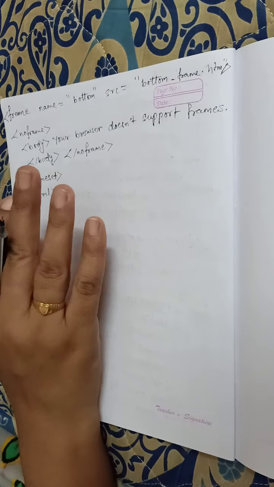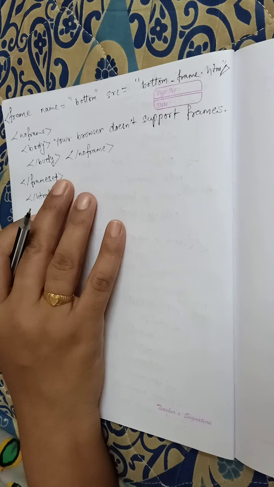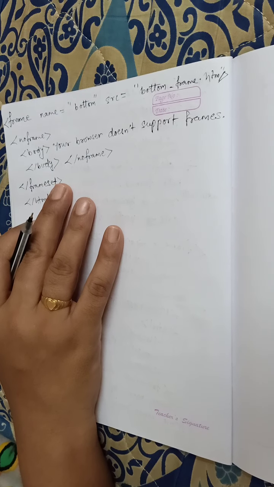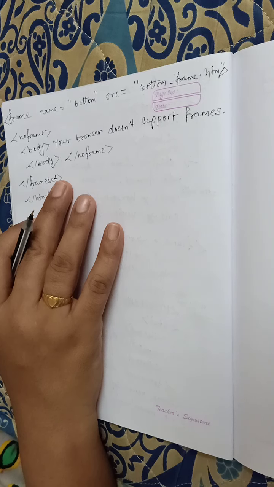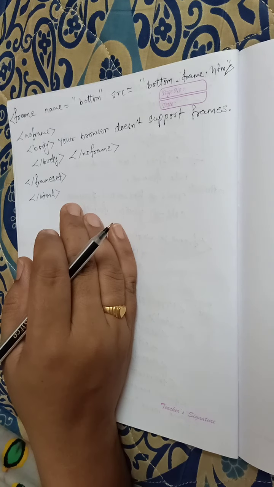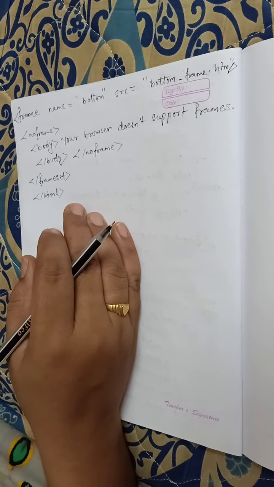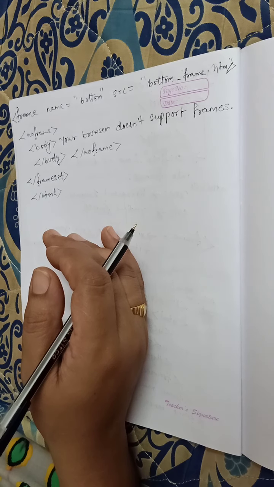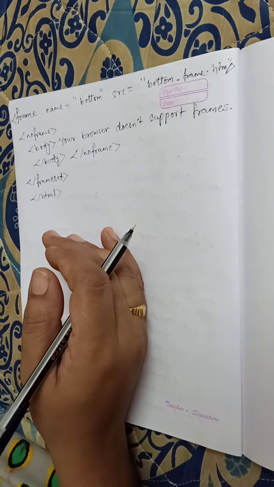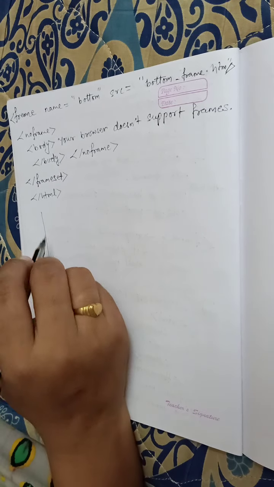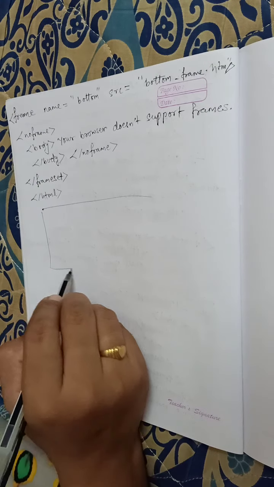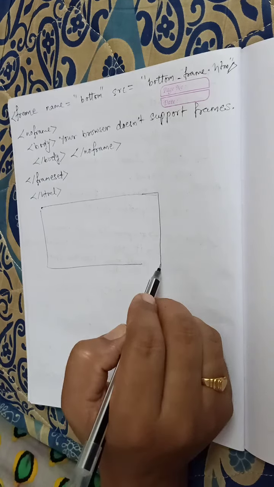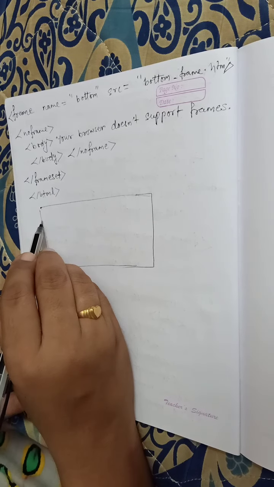Now this code which has been written will have the output with three rows. This is my browser, and it will be divided into 3 frames.